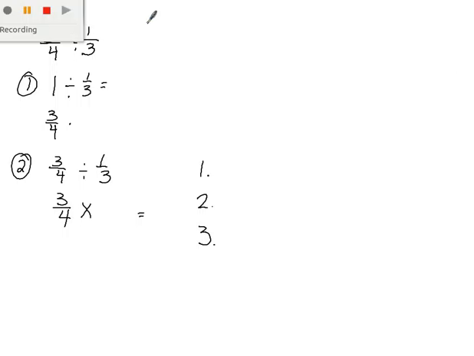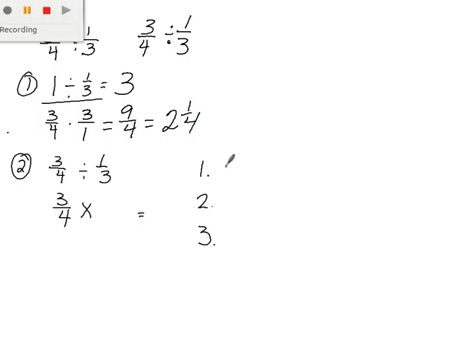If you had the problem 3/4 divided by 1/3, there are two different ways that you can solve this problem. This first way, you would say, well, how many 1/3 are in one whole? And the answer would be 3. If you know there are 3 1/3 in one whole, and you want to find out how many 3s are in 3/4, you would multiply by the number in 1. You would get 9/4, which equals 2 1/4.